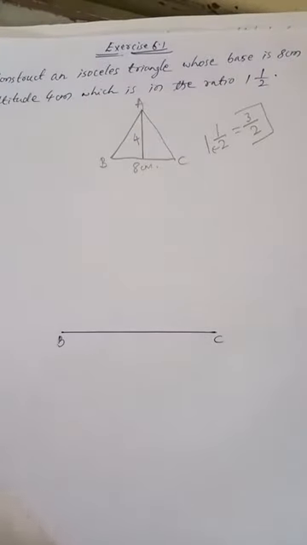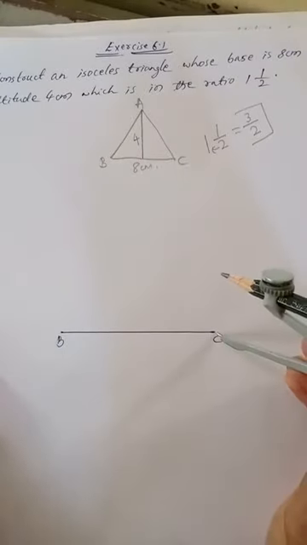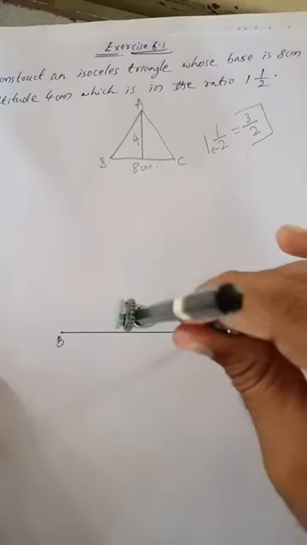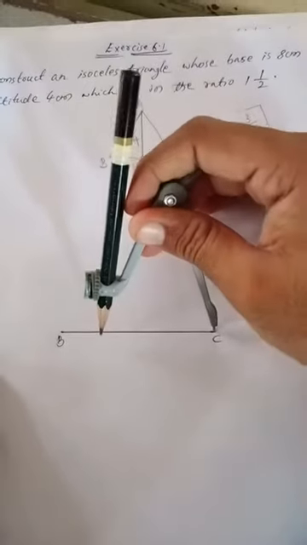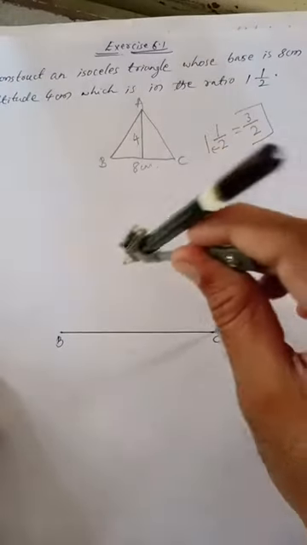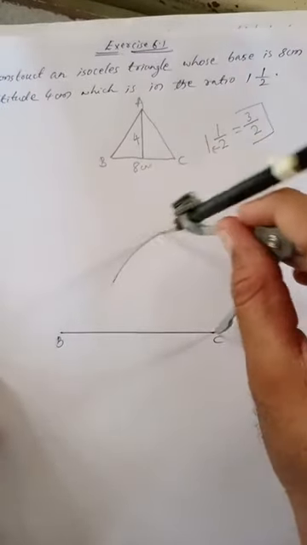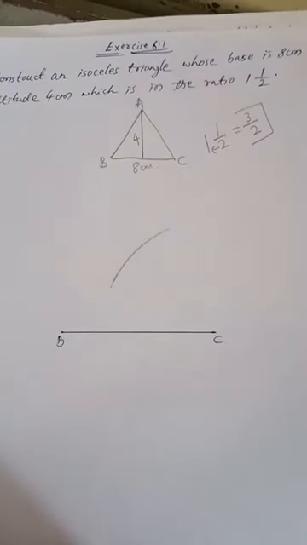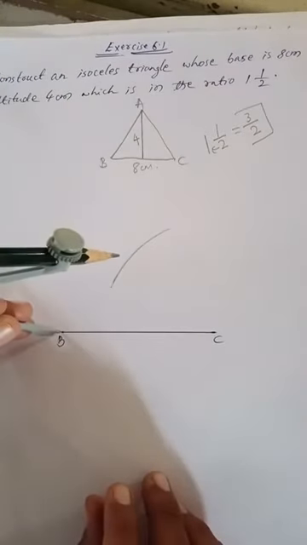Then my plan is to make an altitude. To make an altitude, you must bisect the line BC. How to bisect the line? Whenever you are bisecting, you must take more than half. See, this is the more than half. I can draw one line here and another from this side, that is from the B side.